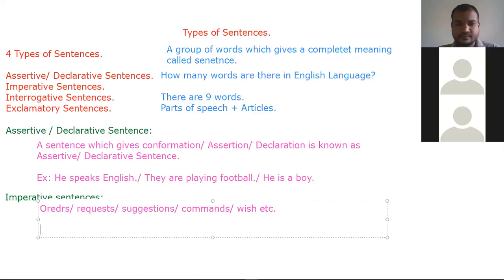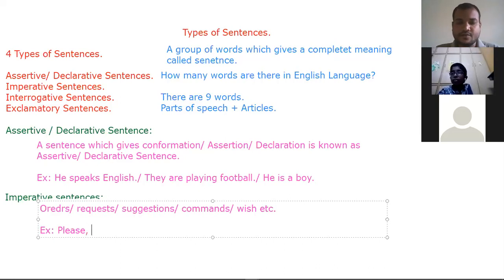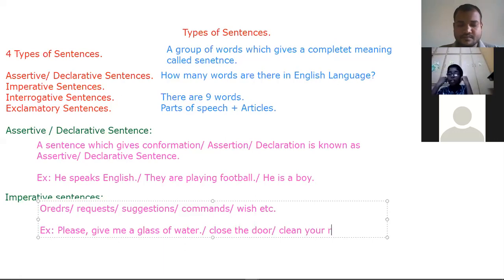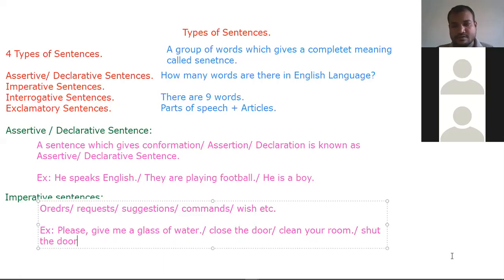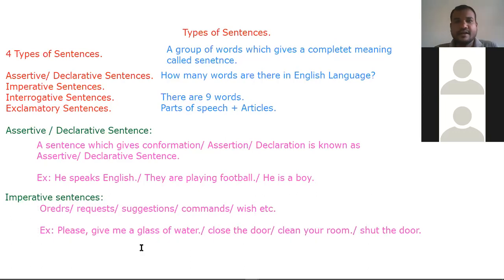For example, please give me a glass of water. Clean your room. Close the door. Shut the door. These are all known as imperative sentences. Clear?